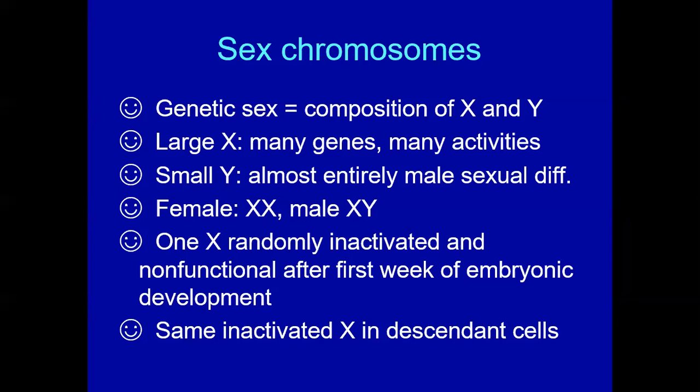The total number is 23 pairs, which is 46 chromosomes. They include the large X chromosomes, which carry many genes that can become activated. Then there are the small Y chromosomes, which are responsible for male sexual differentiation.